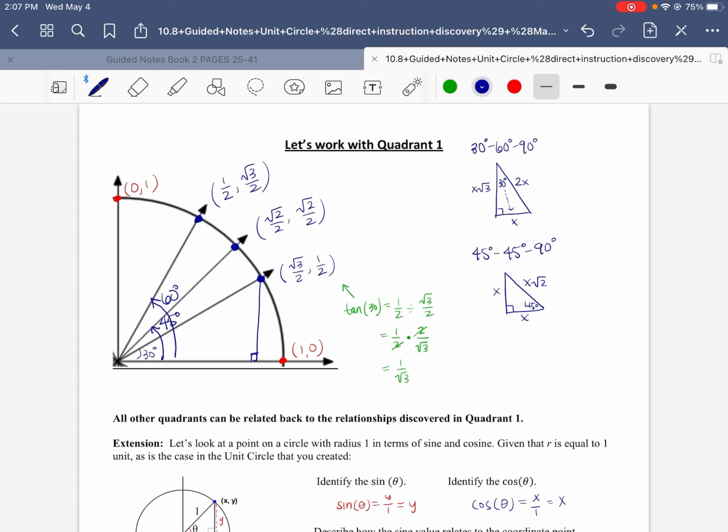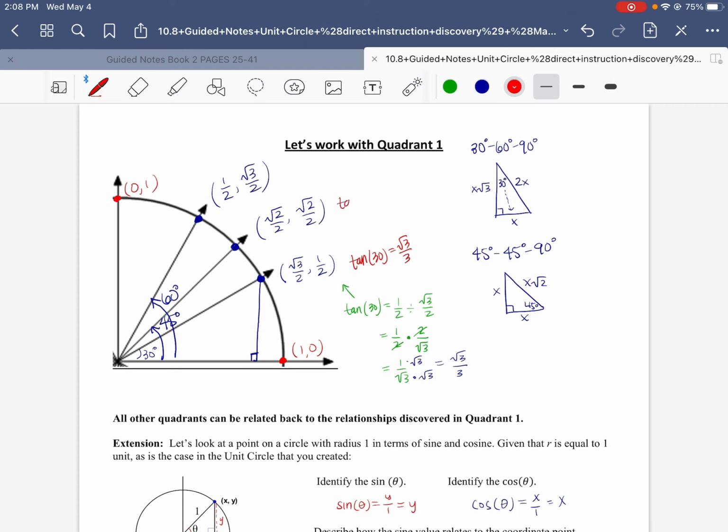Some mathematical authors will leave it like that. Most will use mathematical etiquette and rationalize the denominator. We don't like radicals in the bottom. So we multiply by square root of 3, and we end up with square root of 3 over 3. So the tangent of 30, I'm going to write it right here just so it's clear, is the square root of 3 over 3. Okay.